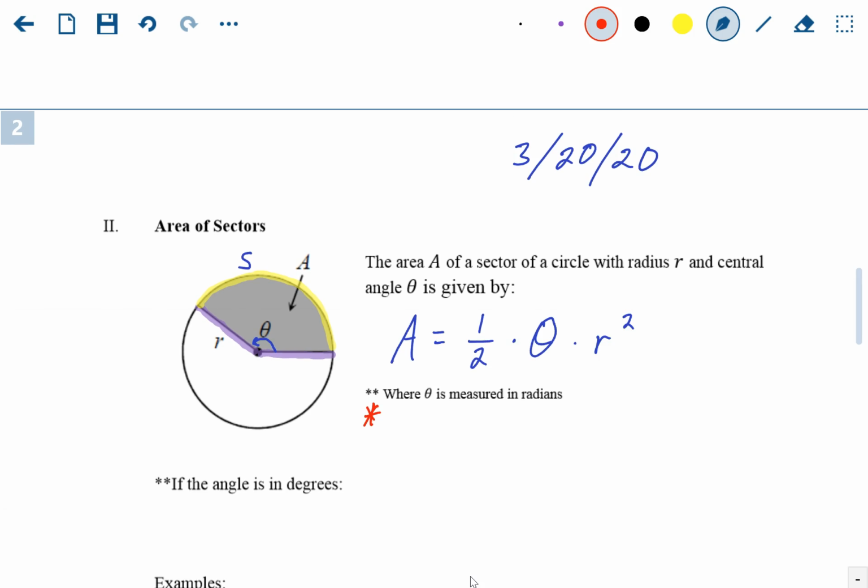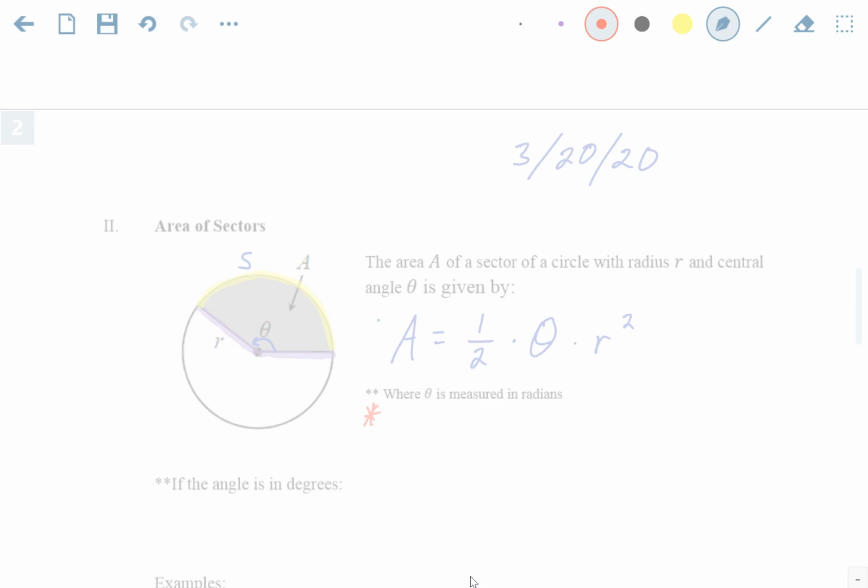Okay. Now this formula should look somewhat similar. If you know the area of a circle is pi r squared. Okay, that's the area of an entire circle. Well, remember, the entire circle is 2 pi radians. So if you do 2 pi radians times 1/2, you're just left with pi and then r squared. Okay. So it's the same formula, just written a little differently.